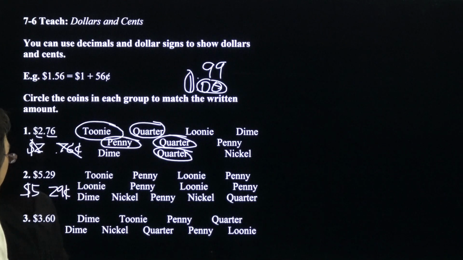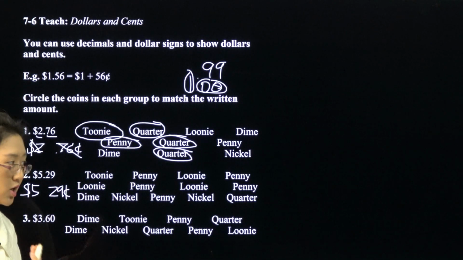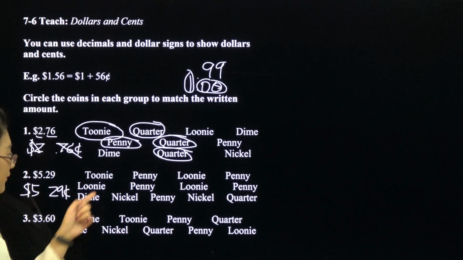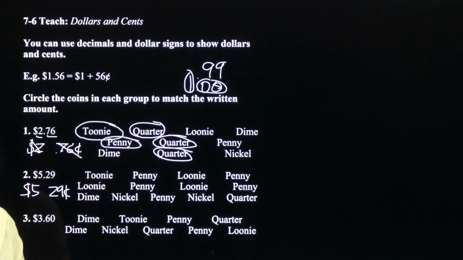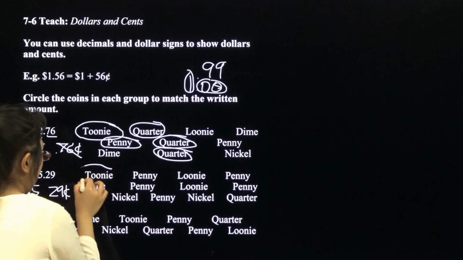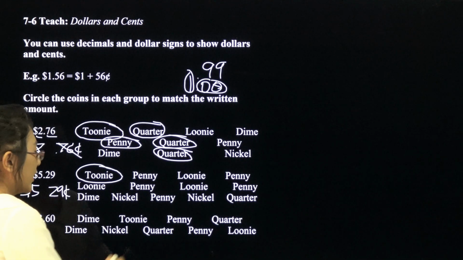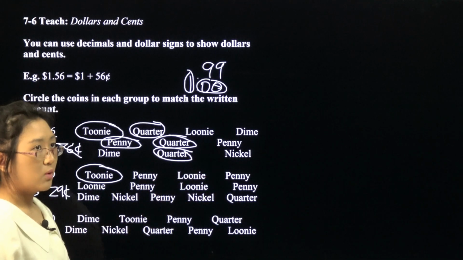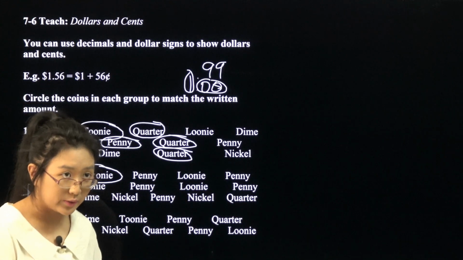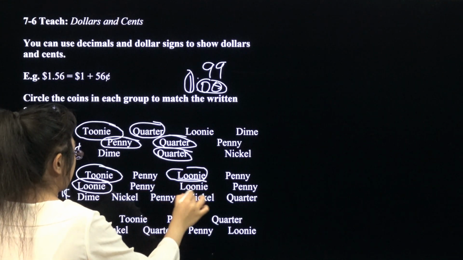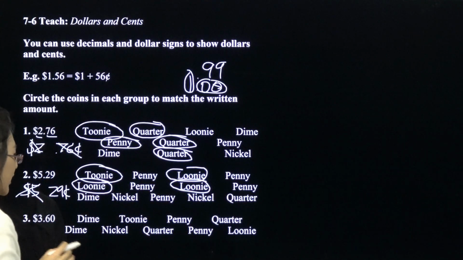Now for $5.29, what can we use? Well, first of all, we need the $5. We have a toonie here, which is good because a toonie is $2. And after $2, we still need $3 more. Do we have another toonie? No. But we have 3 loonies. 1 loonie is $1, so 3 loonies would be $3. That's the $5 down. What about the 29 cents?